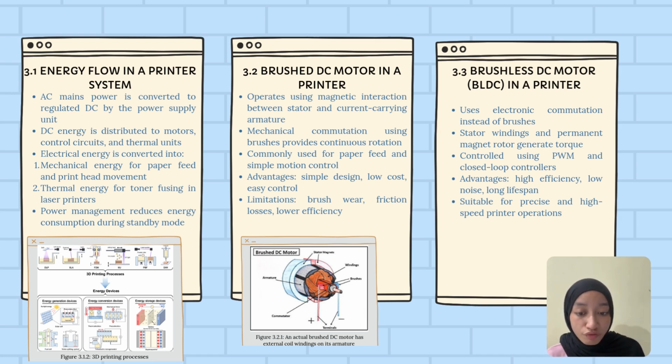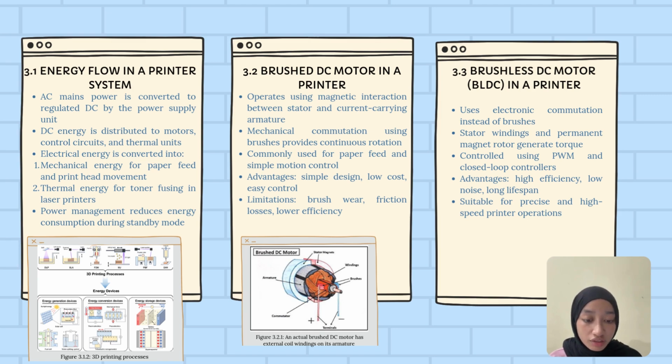In this part, we focus on energy conversion devices: thermoelectric, piezoelectric, and triboelectric nanogenerator. A brushed DC motor in a printer operates using mechanical interaction between the stator and the current-carrying armature. Mechanical commutation using brushes provides continuous rotation. Commonly used for paper feed and simple motion control.